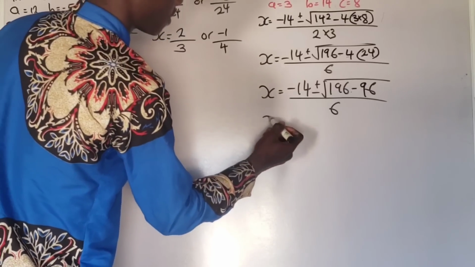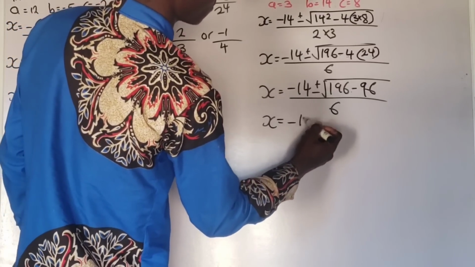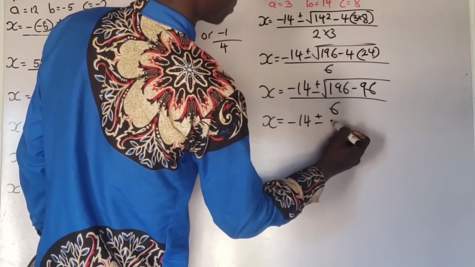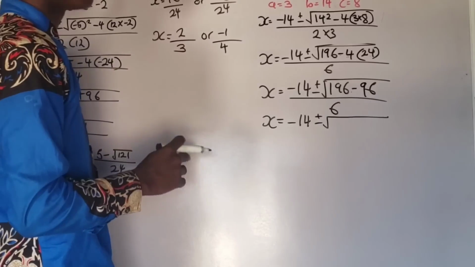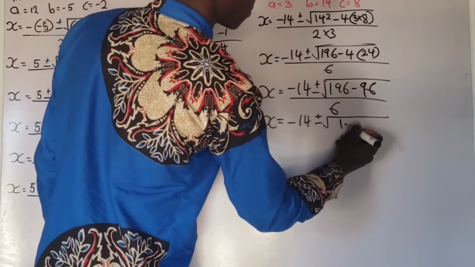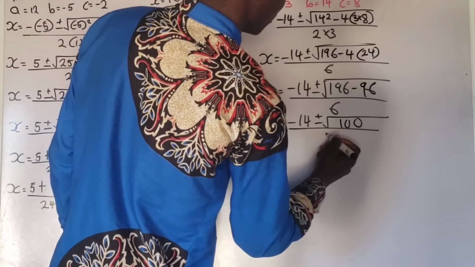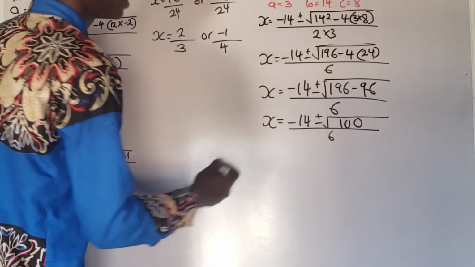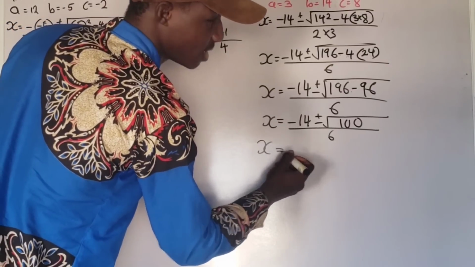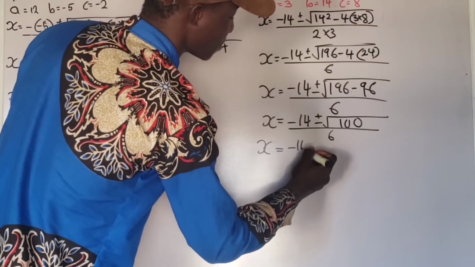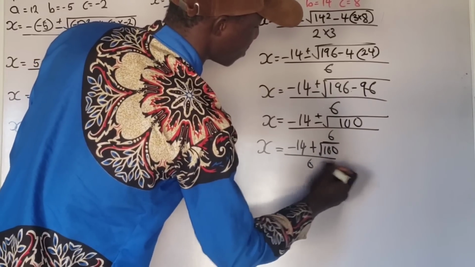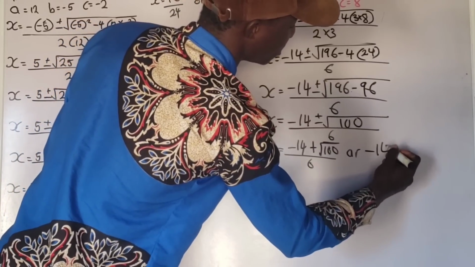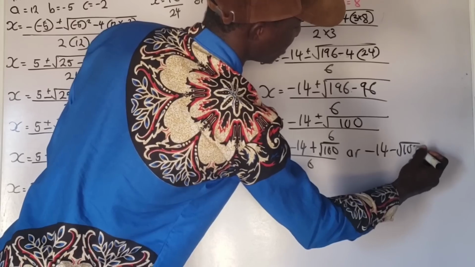Now from this point we're going to have x equals minus 14 plus or minus the square root of 196 minus 96, that is 100, so I'm going to have 100 all over 6, you understand? Now here I'm going to separate the signs. I'm going to have x equals negative 14 plus the square root of 100 all over 6, or negative 14 minus the square root of 100 all over 6, you understand?